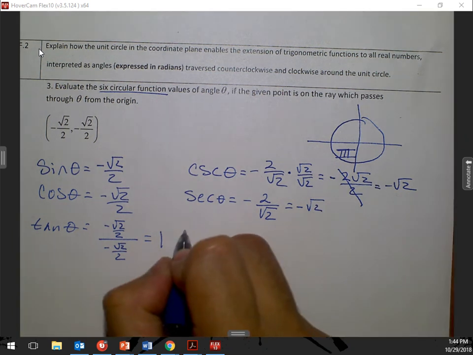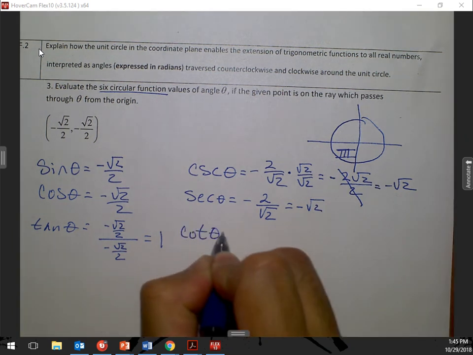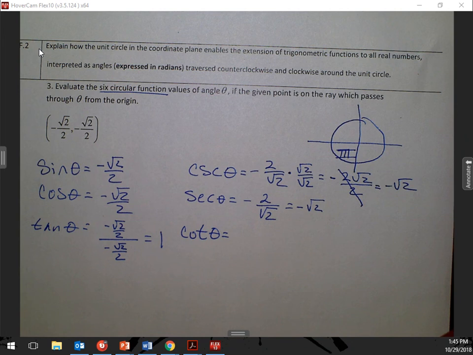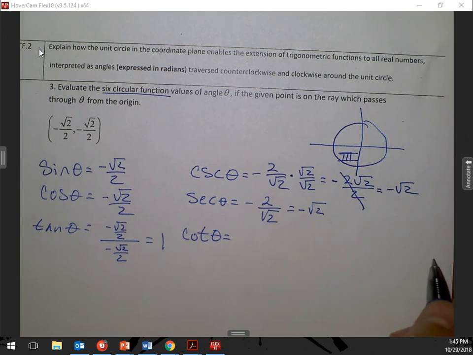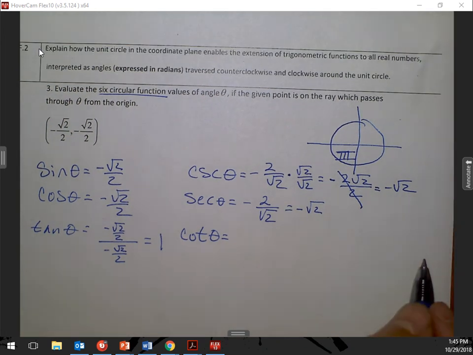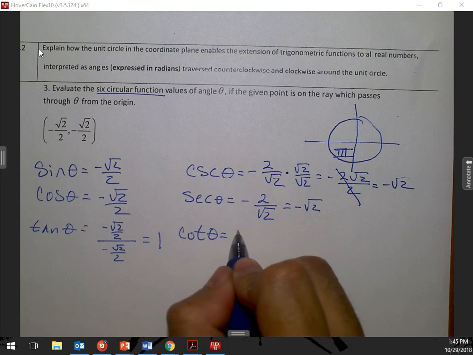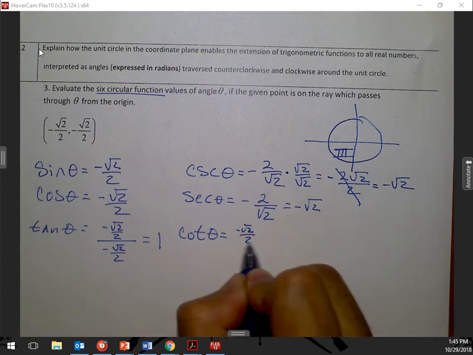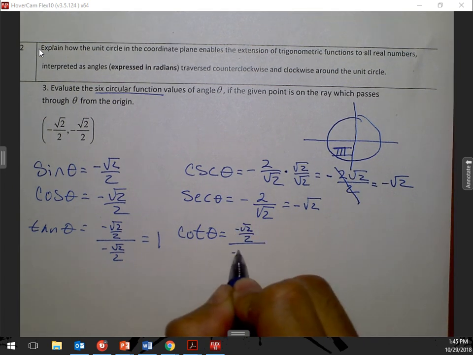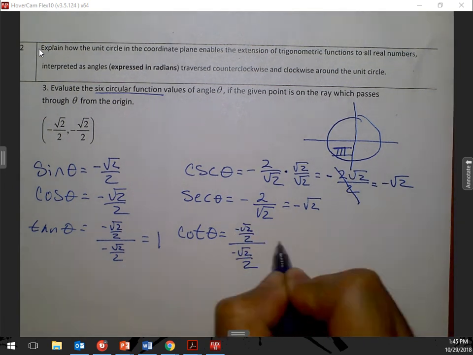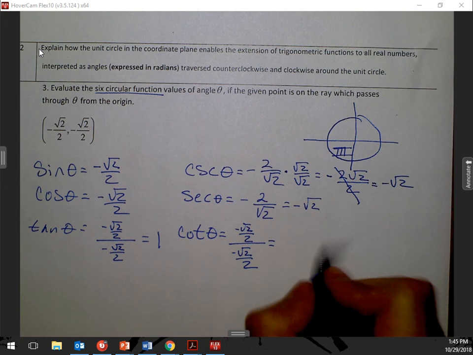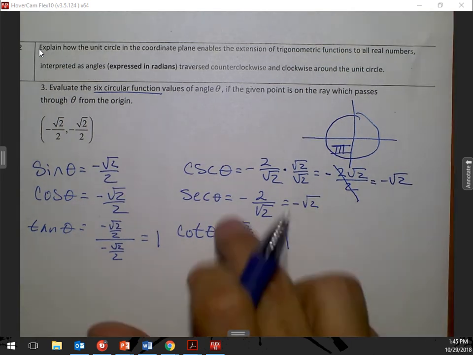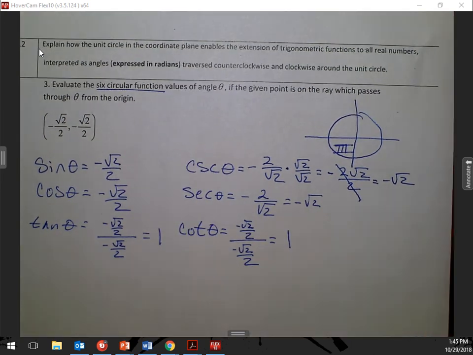Let's do cotangent. What's cotangent supposed to be? The same thing as X over Y, right? Yeah. So write it out. Negative rad 2 over 2 over negative rad 2 over 2. So my answer comes out to be positive 1 because they're both negative, and the same thing top and bottom. There we go. Pretty easy. Is that good? Yeah.